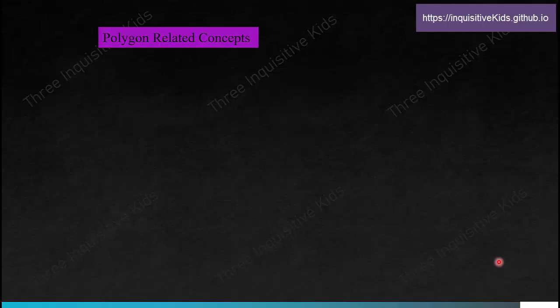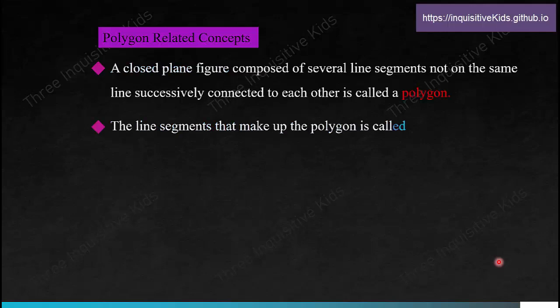Here are some polygon-related concepts. First, a closed plane figure composed of several line segments not on the same line, successively connected to each other, is called a polygon. So a polygon has to be a closed plane figure, and remember, it's not 3D. The line segments that make up the polygon are called the sides of the polygon.